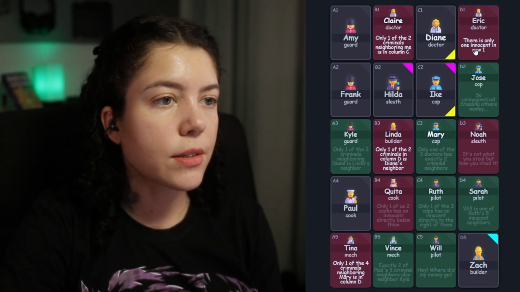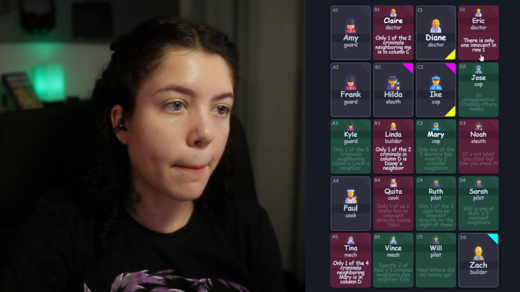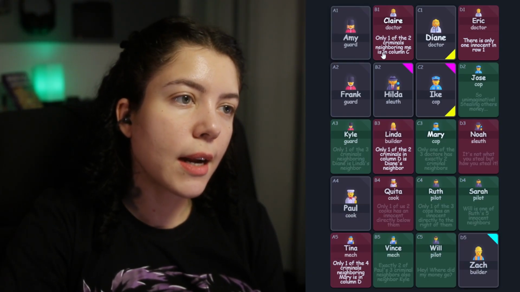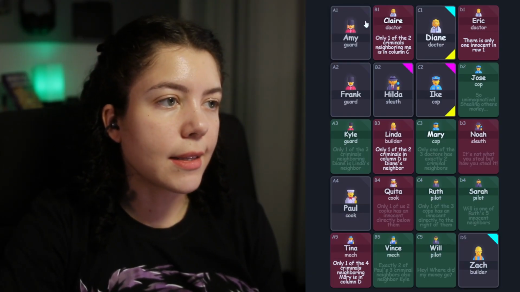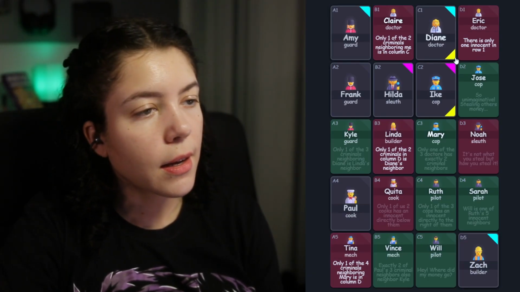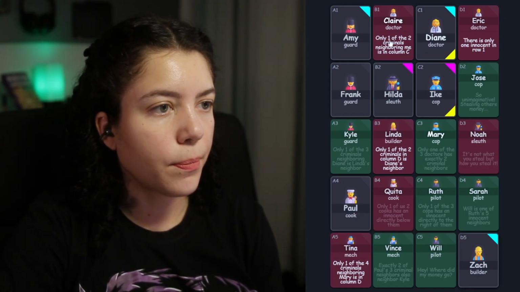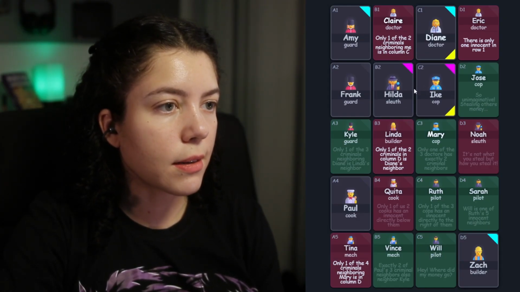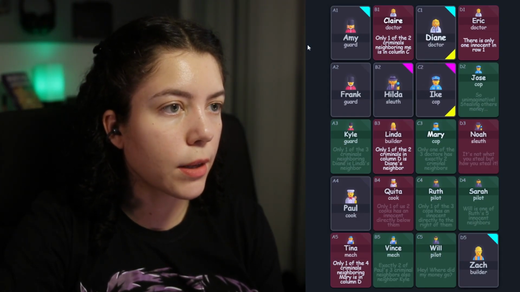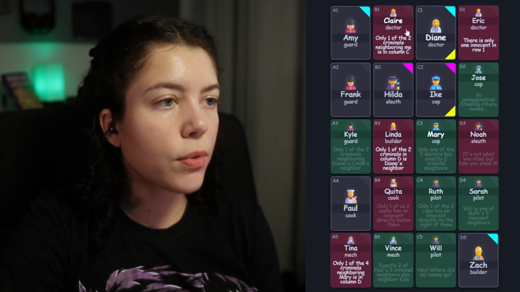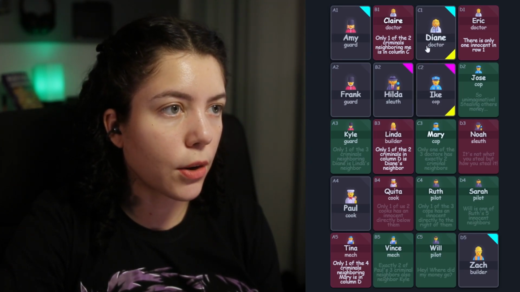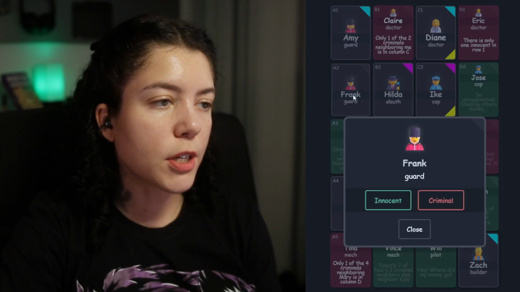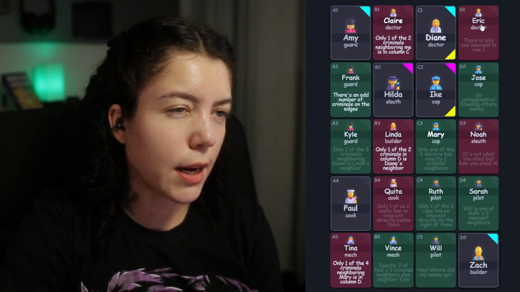Eric says that there is only one innocent in row 1. So we know that either Amy or Diane are that innocent. How does that work with Claire? Because Claire is gonna have 1 criminal neighbor here and 1 criminal neighbor here. So both of her criminal neighbors total are already found, sort of, which makes Frank an innocent. And we don't need Eric's clue.